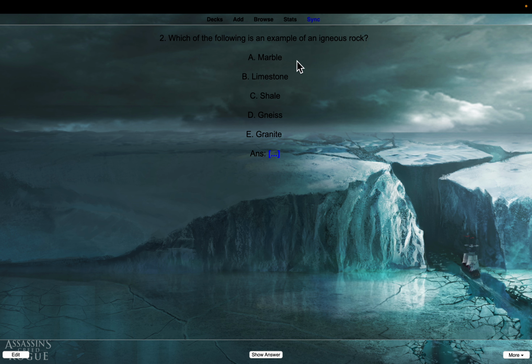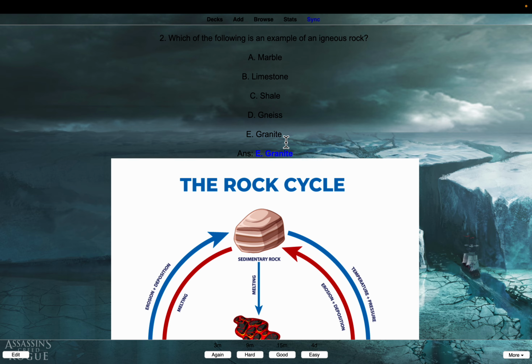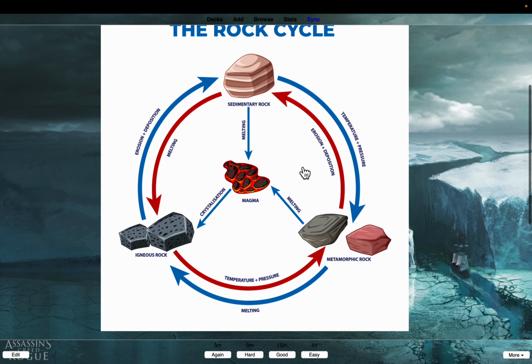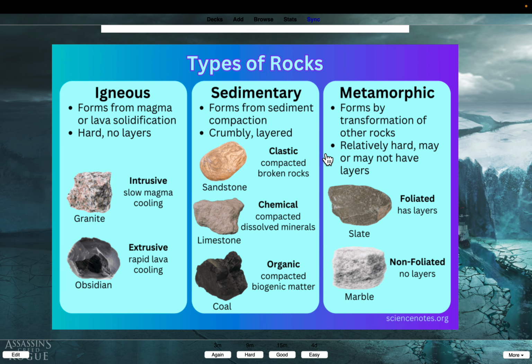Granite. Everything else, well, limestone is, I think this is associated with being organic. It's granite. There you go. Okay. Common types of igneous rocks, we have granite and obsidian. For sedimentary rocks, we have sandstone, limestone, and coal. For metamorphic rocks, we have slate and marble.